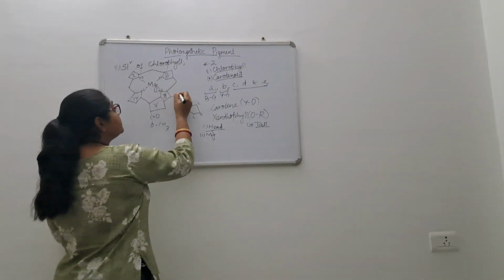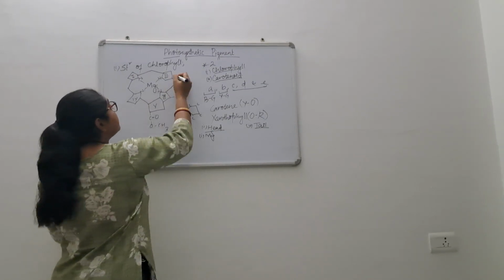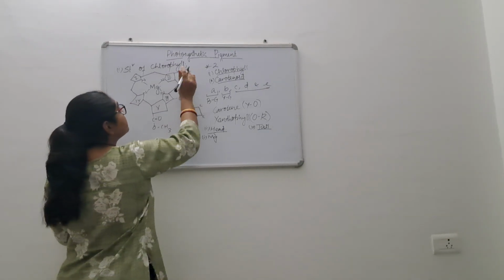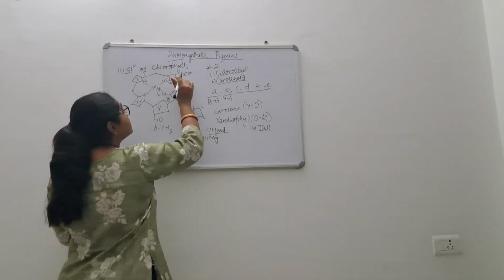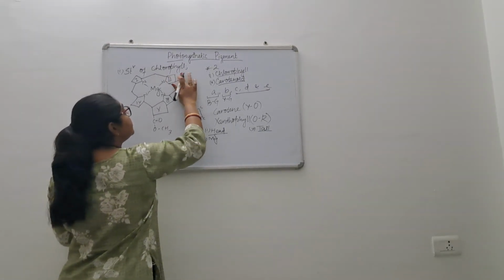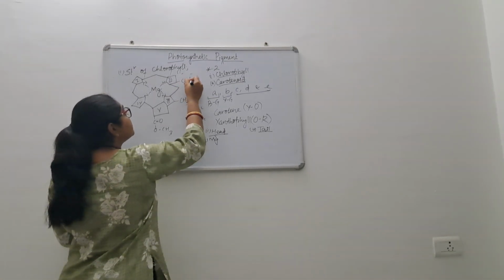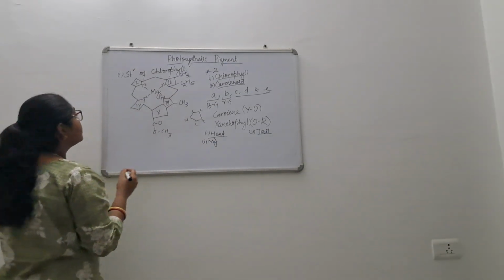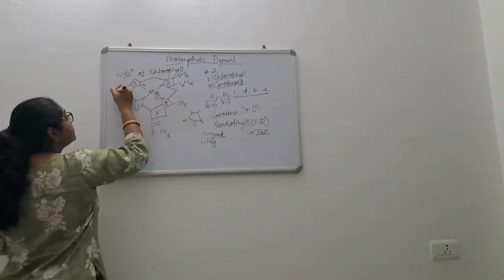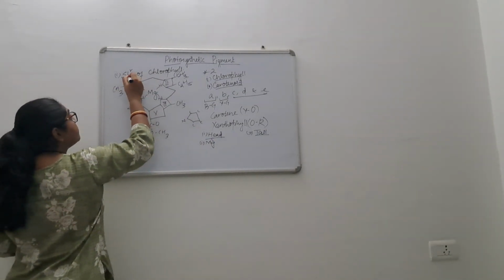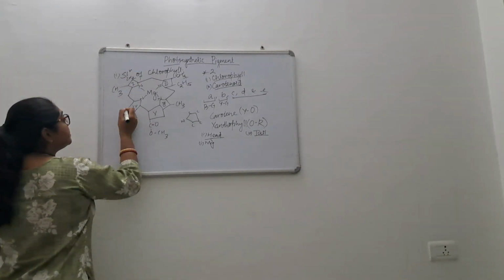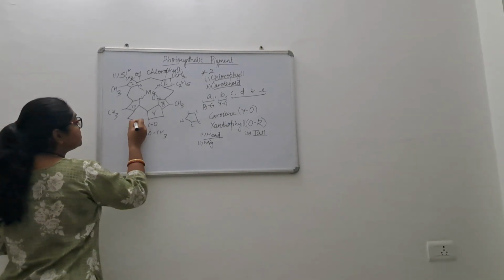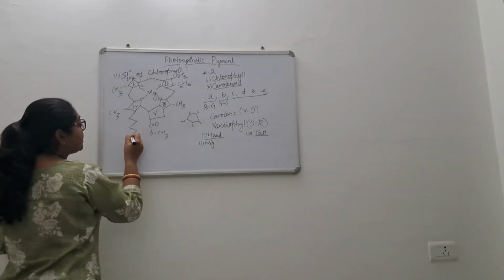Here there is one CH3 group. Here one C2H5 group is attached, and here one methyl group is attached. Here also there is a CH3 or methyl group attached, and one CH2 group is attached. Here a CH3 group is attached, and here there is a tail attached, which is made up of hydrocarbon.